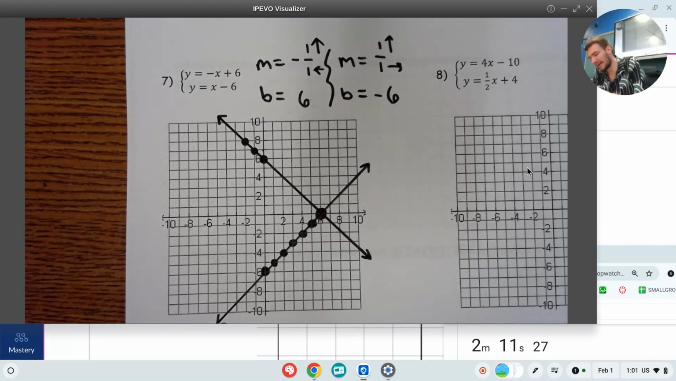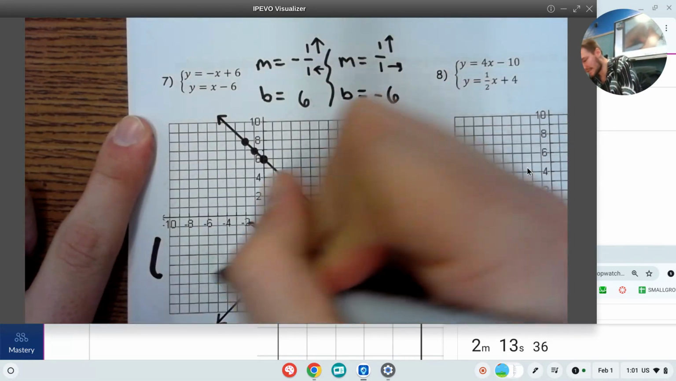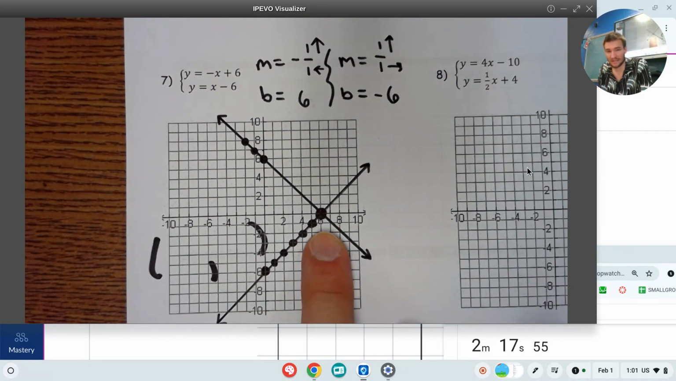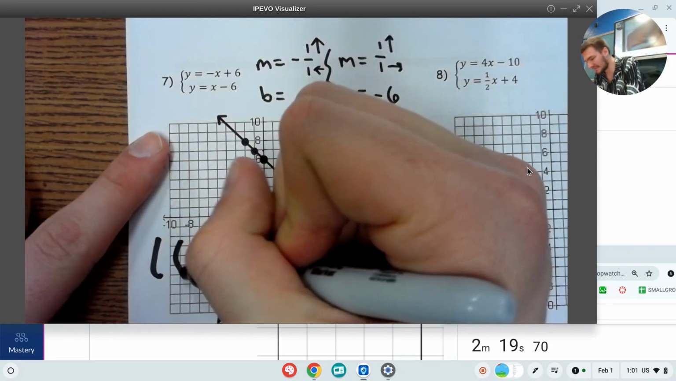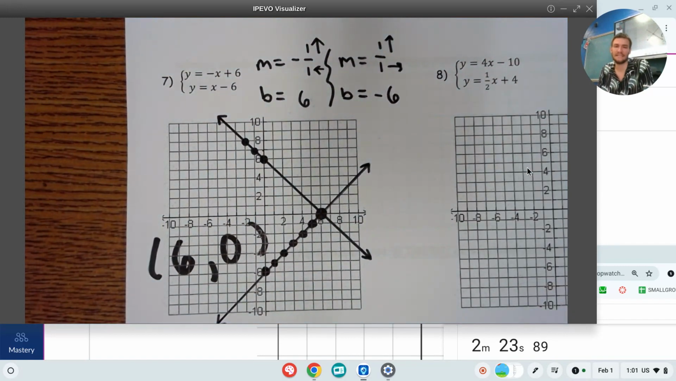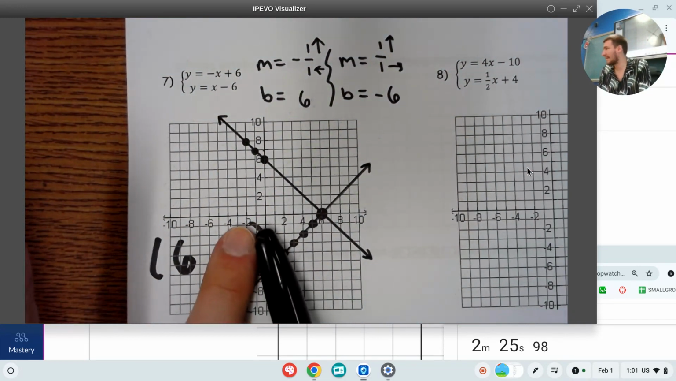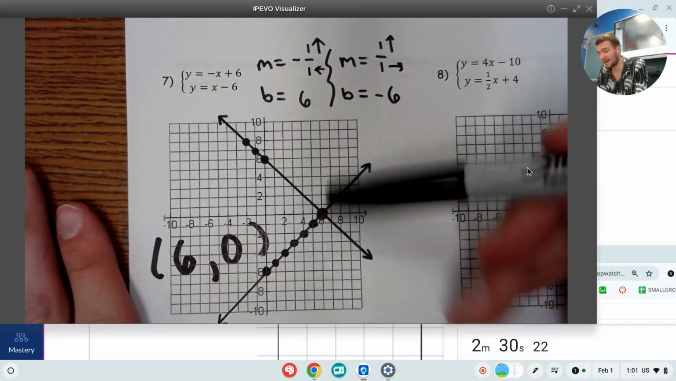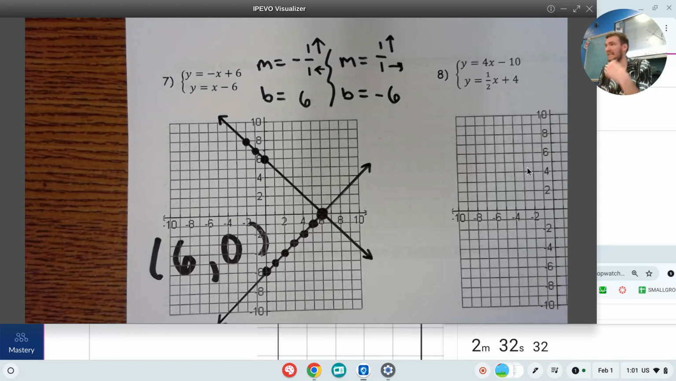Let's make sure that we write down our coordinates. What do you think the coordinate for this graph would be? 6, 0. Nice. Definitely got it under control in that area of the classroom. We got 6, 0. Because how much do we have to go to the side? 6. How much do we have to go up and down? 0. It's as easy as that, as straightforward as that.